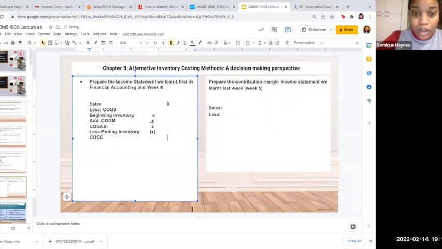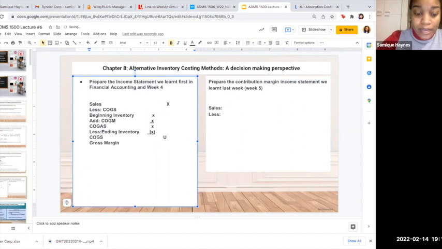And once we get our cost of goods sold, we can deduct it from our sales. And that leaves us with what? Sales less cost of goods sold leaves us with a gross profit or gross margin. Very good.